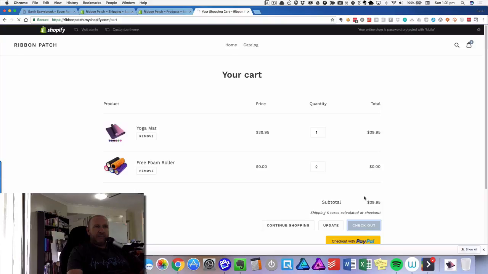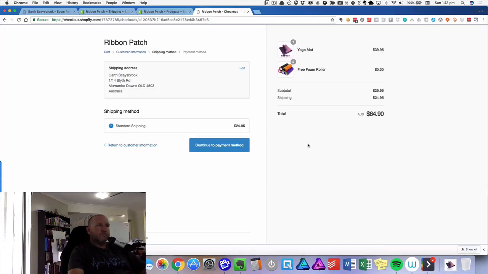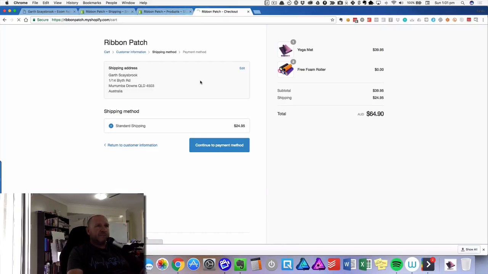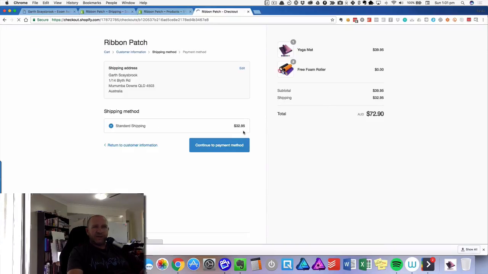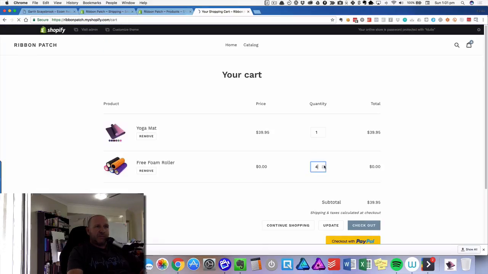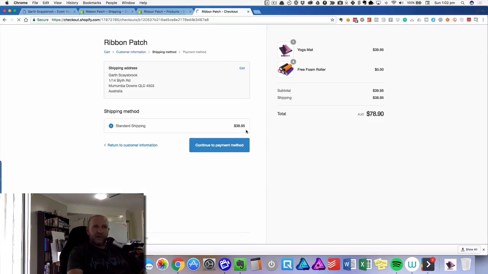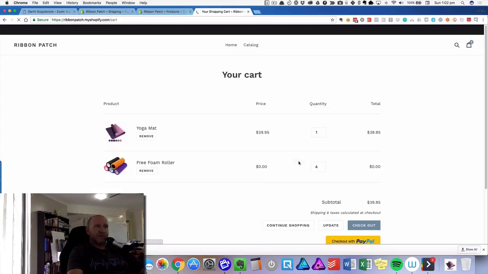So we go to checkout, and they'll be charged $24.95. We'll go back again. So as they keep increasing this to three, now they're getting charged $32.95. And then we go to four, $38.95, and they might still be happy with this and are thinking, well, I might actually get some more of those foam rollers, that'd be great.